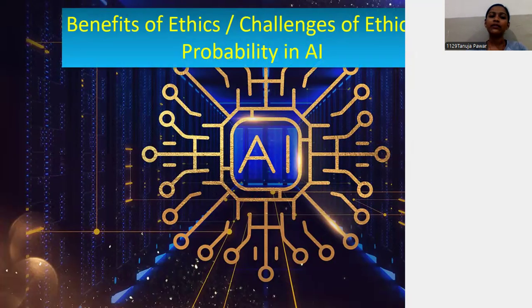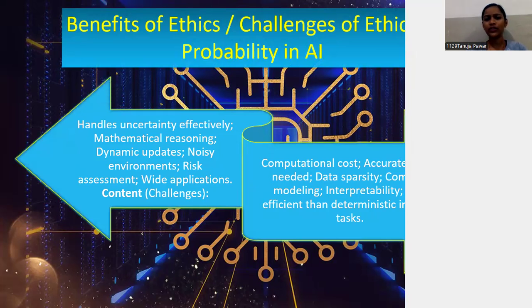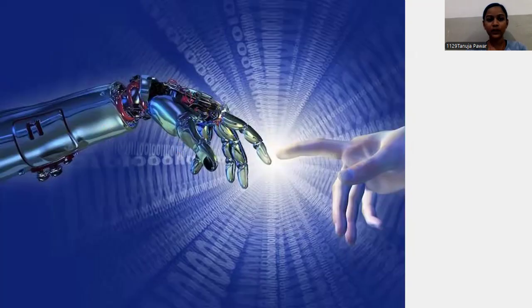Then there are some benefits and challenges of probability in AI. The first ones: handles uncertainty effectively, mathematical reasoning, dynamic updates, noisy environments, risk assessment, wide applications. The challenges: computational cost, accurate data needed, data sparsity, computational modeling, interpretability, and inefficiency in deterministic tasks.